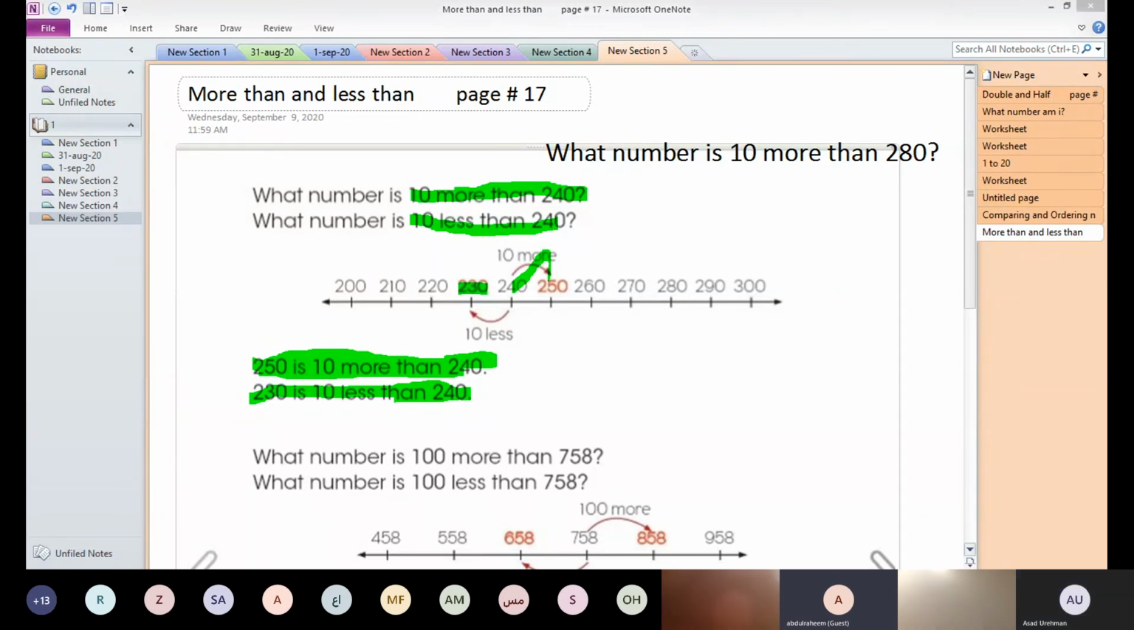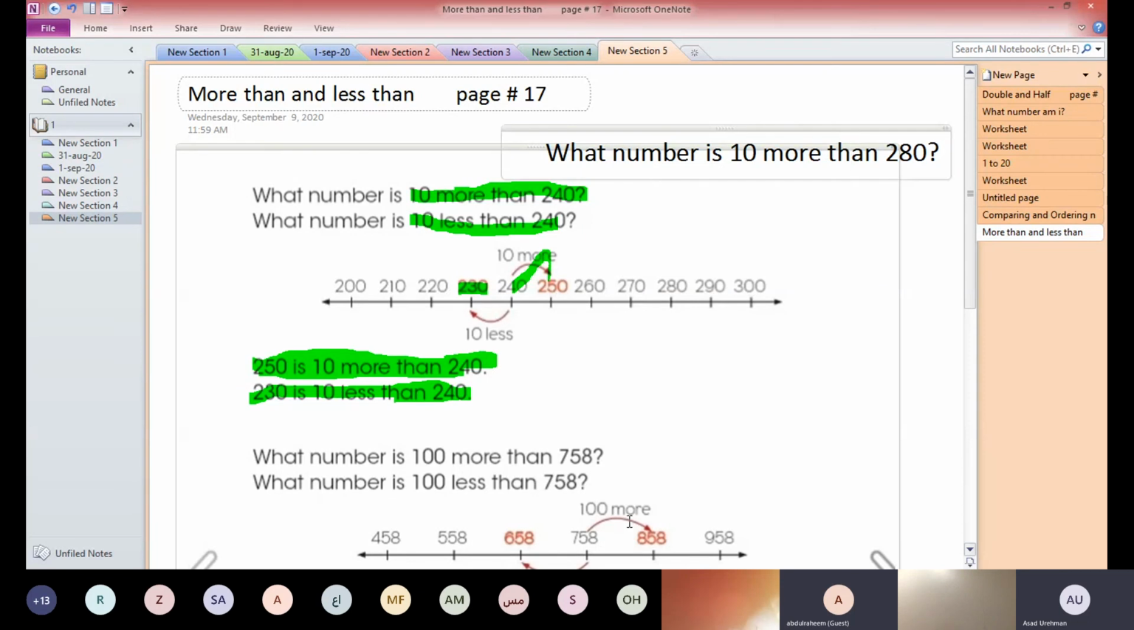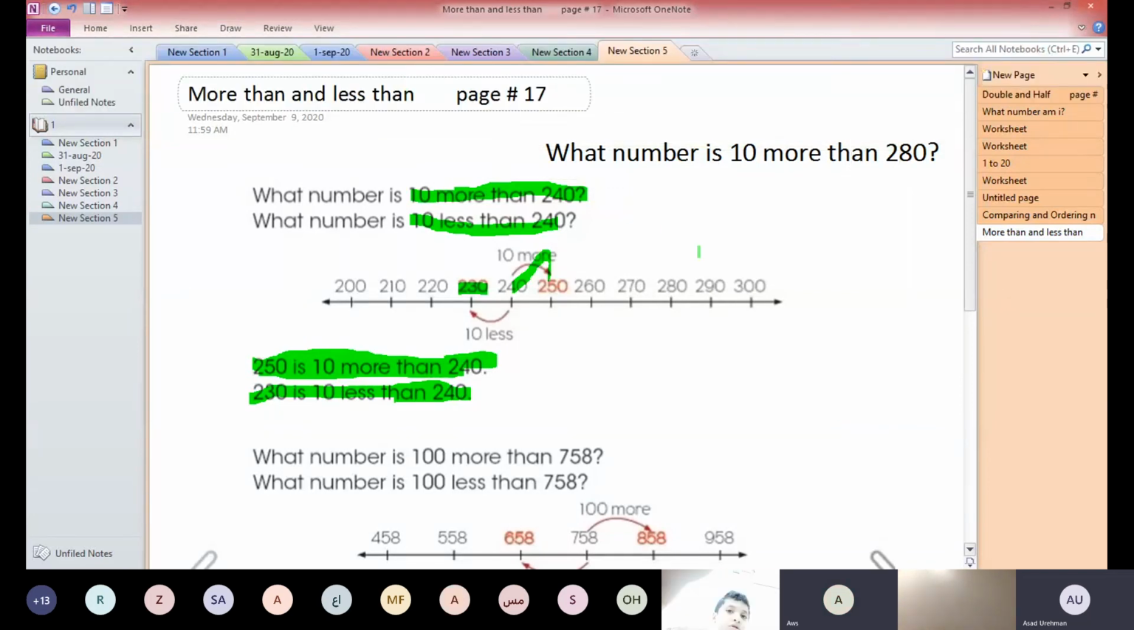Abdul Rahim, listen to the question. What number is 10 more than 280? So you need to check 280. Where is 280? This is 280. More than 10, so check after 280. After 280, what comes?